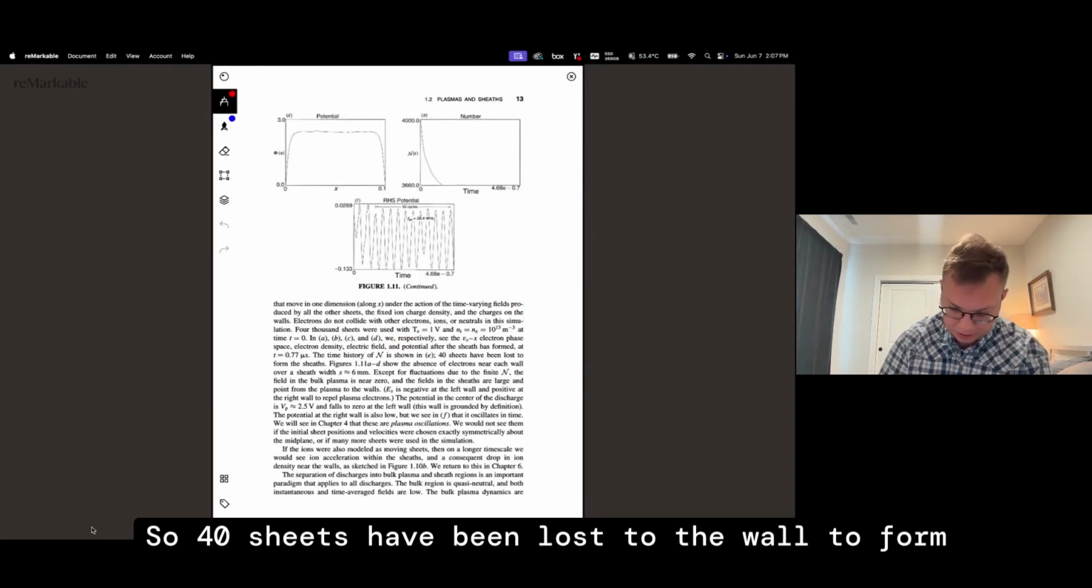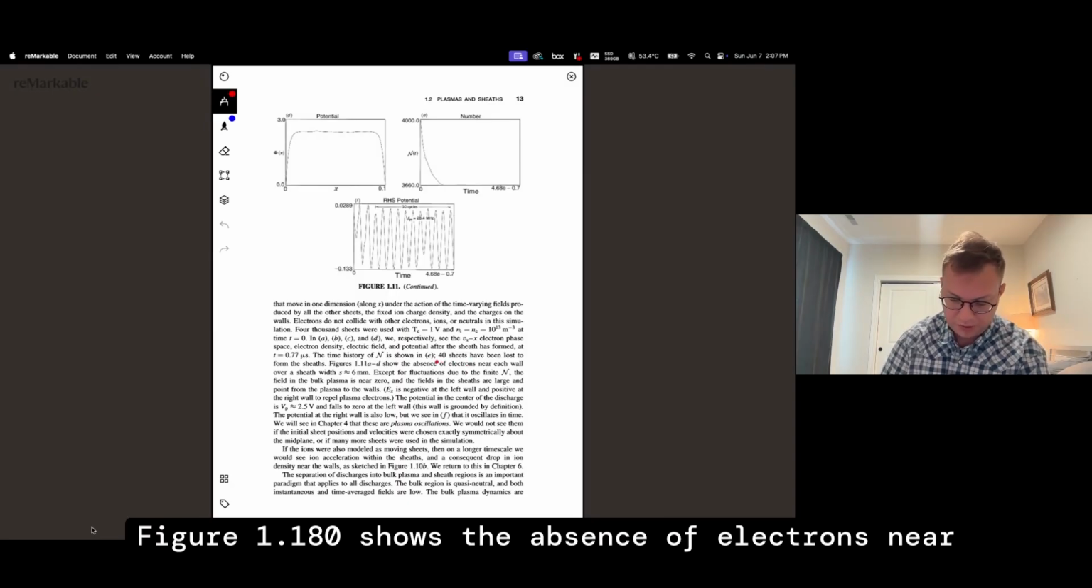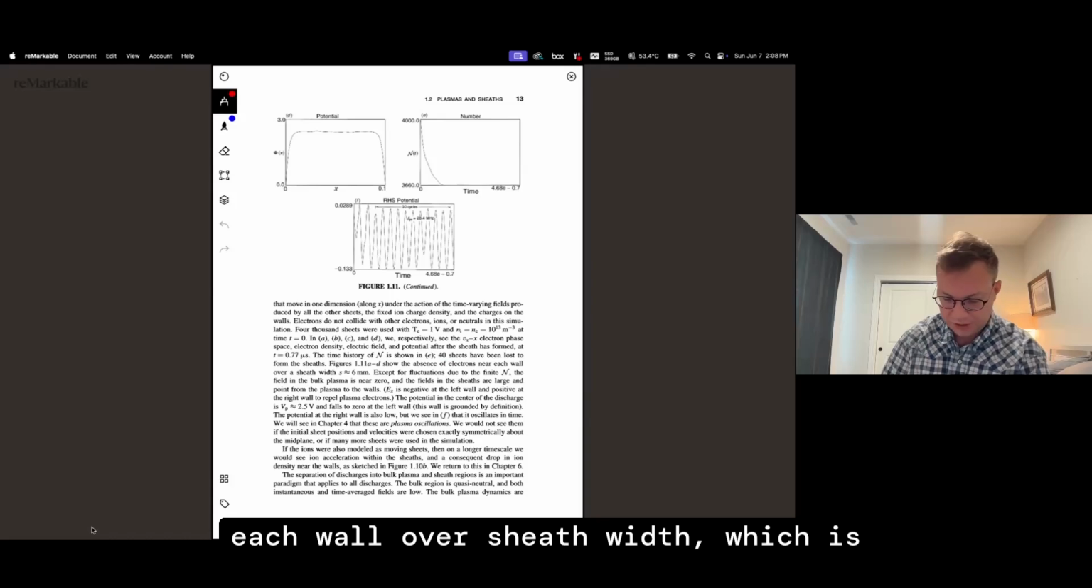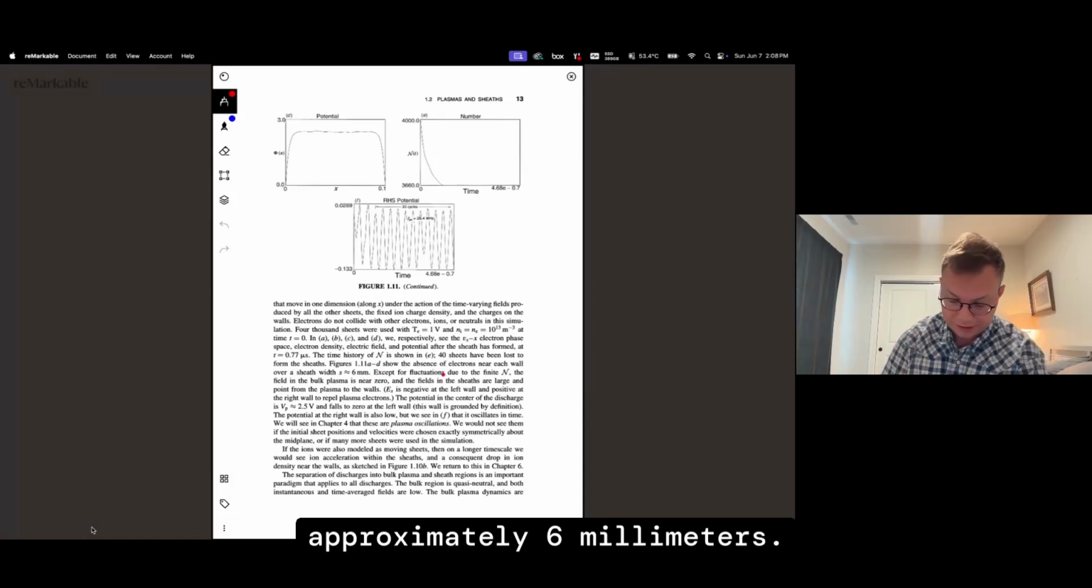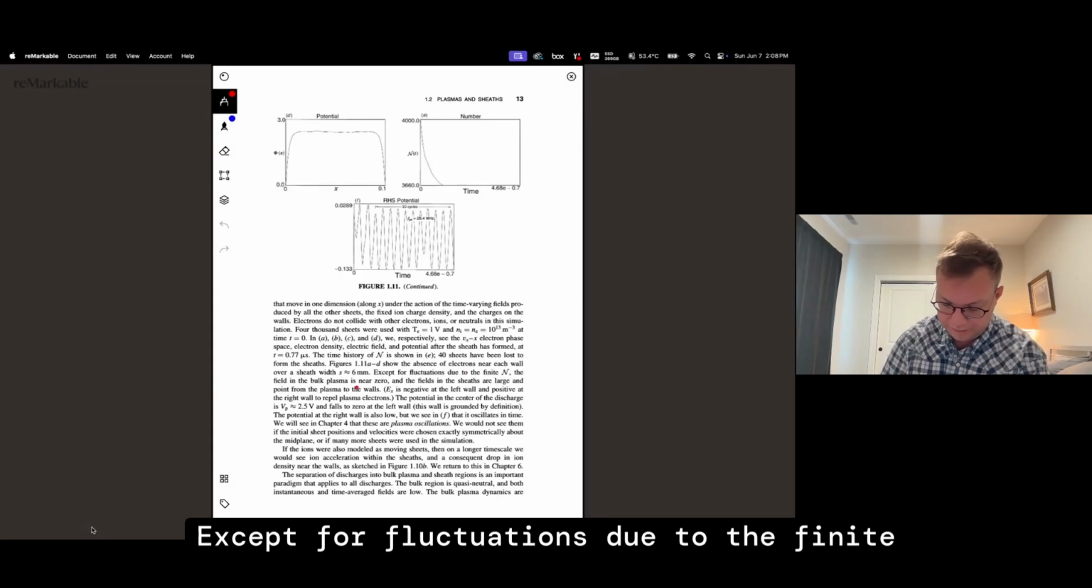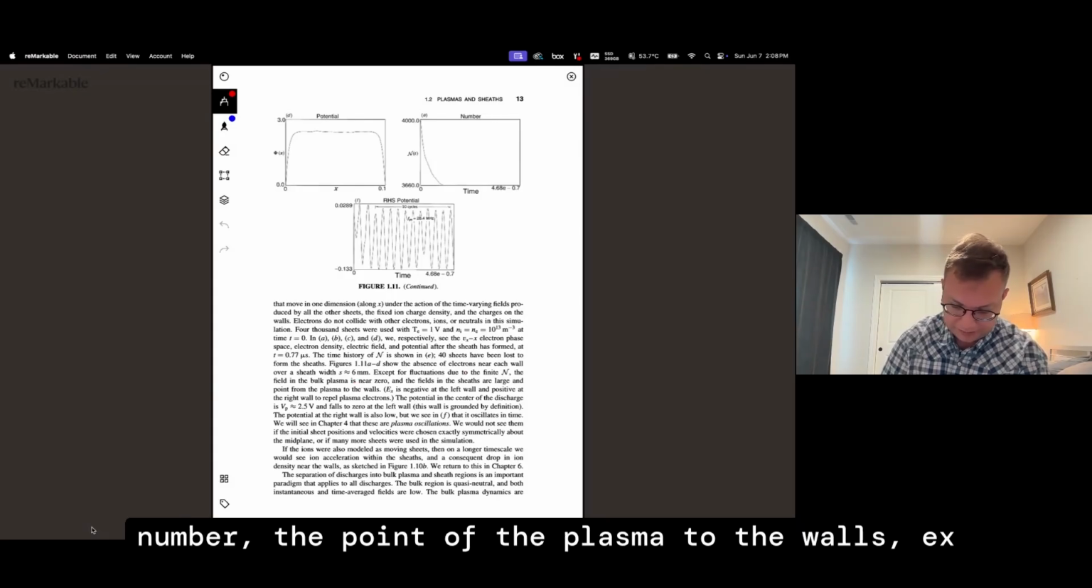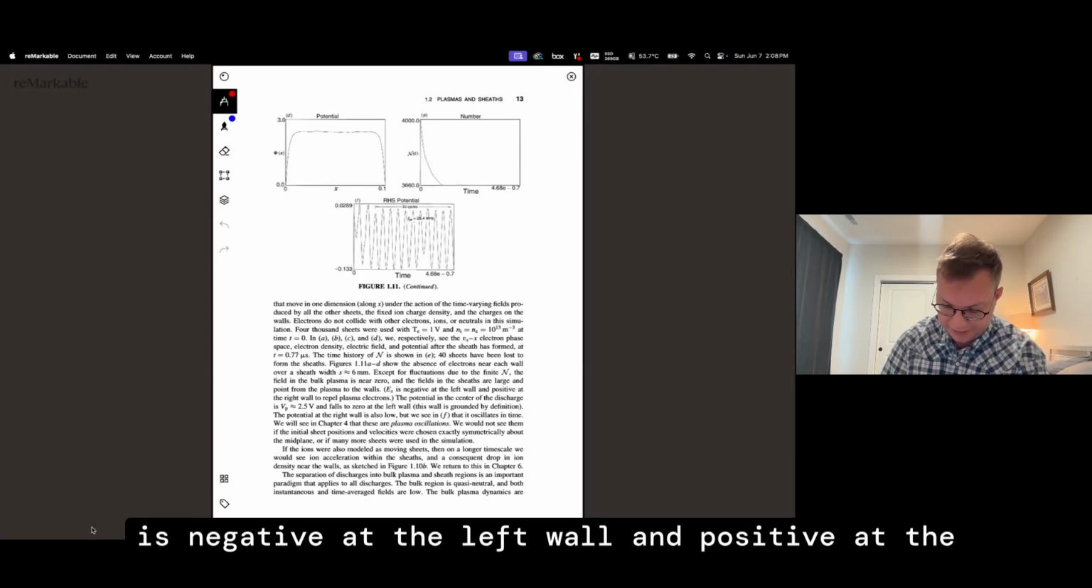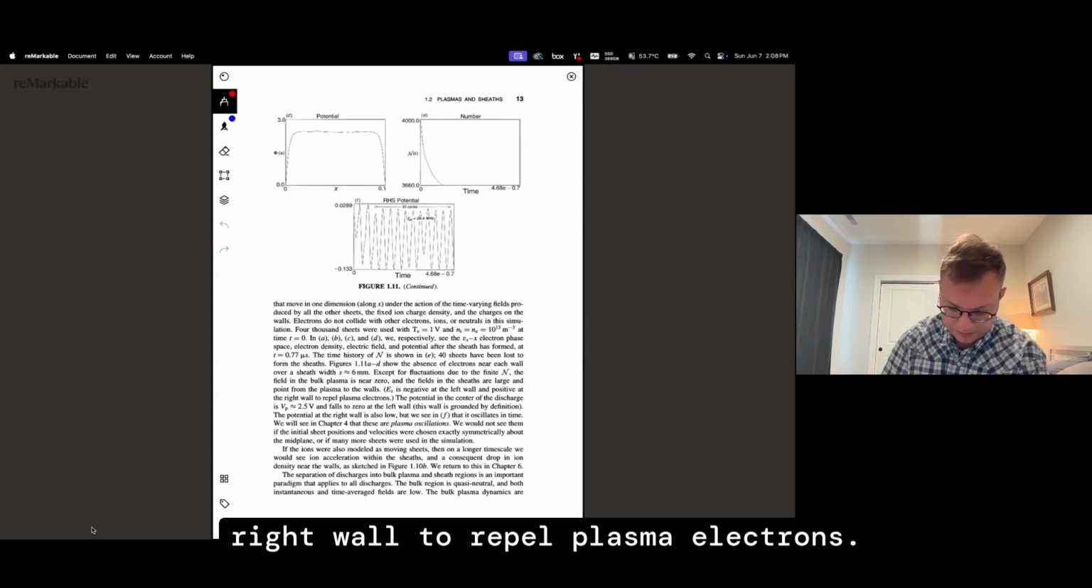So 40 sheets have been lost to the wall to form the sheaths. Figure 1.11c shows the absence of electrons near each wall over a sheath width, which is approximately 6 millimeters. Except for fluctuations due to the finite number of sheets, from the plasma to the walls, Ex is negative at the left wall and positive at the right wall to repel plasma electrons.